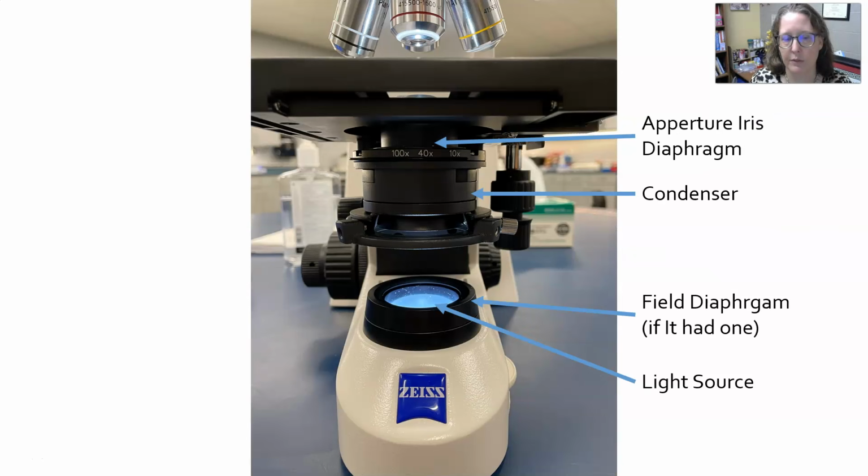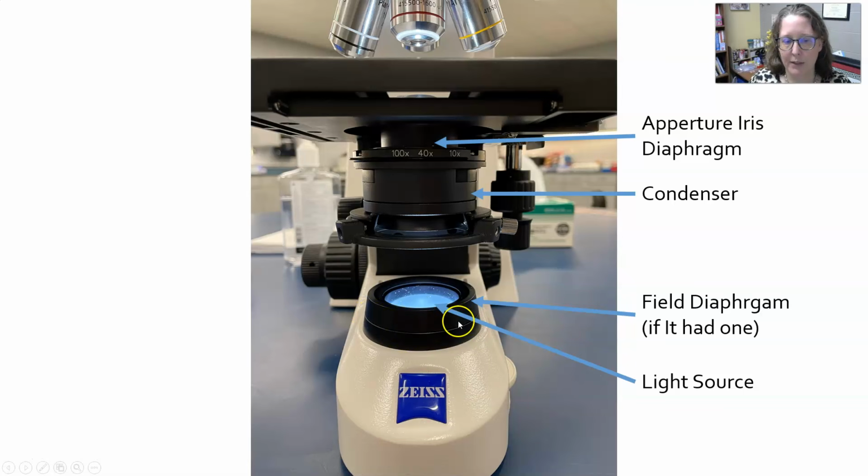So there's pictures of some of the microscopes that we have in our lab. For our specific microscope, here is the light source. You can see when you turn it on, this is where the light starts shining. And then the field diaphragm would be here if it had one. I looked, and ours just doesn't have it, but I've seen and worked with microscopes where there is one.